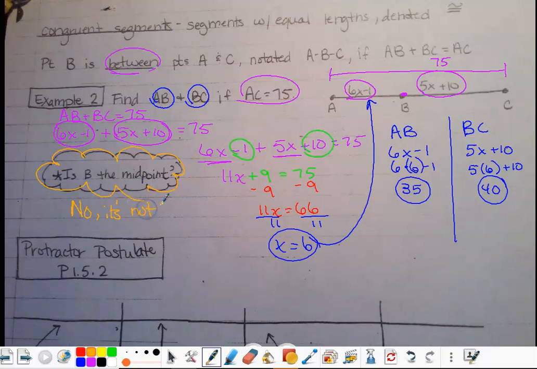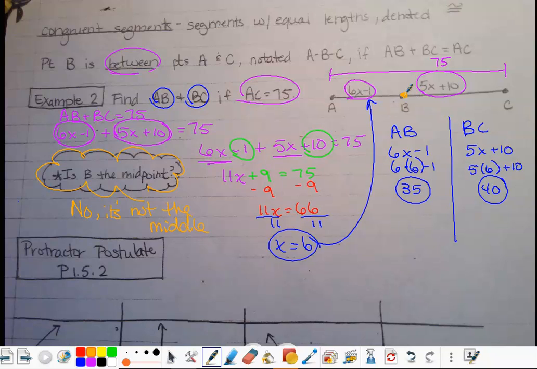Is it between? Yes. Why is it between? Because it's between both A and C. Okay, right? That's a little tougher. Yes, so we can have a point that is between. B is between A and C, but that does not make it the midpoint.